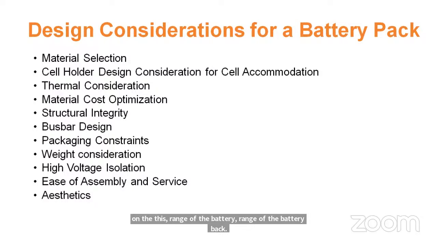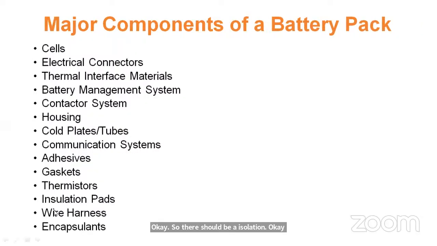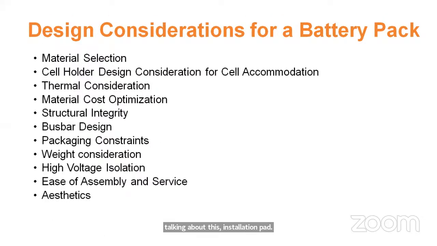High voltage isolation: especially in an electric car, the battery packs are high voltage battery packs, so there should be isolation. I was talking about this insulation pad. This insulation pad is majorly used for isolation, but it is not sufficient alone. Apart from this, isometers and so on should be used to continuously monitor the isolation between the battery pack and the vehicle, or between the current collectors and the other components of the battery pack.